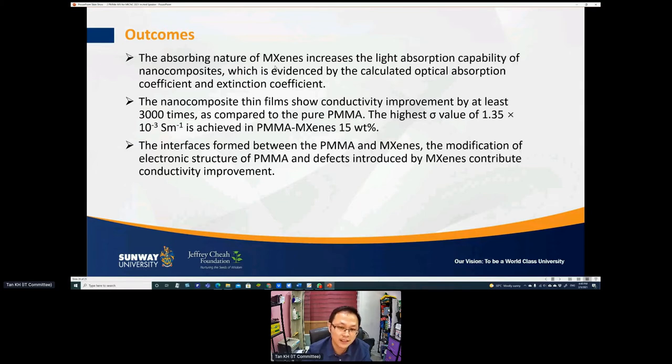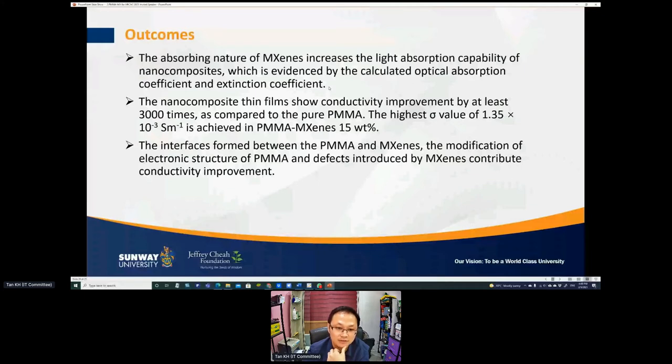MXene can increase the light absorption capability of the final product, as we can see from the calculated optical absorption coefficients and the optical analysis data. So it offers a way to tune the optical parameters by modifying the percentage of MXene, of course. And we can even vary the elements to be transition metals. We can also conduct a surface functionalization on the MXene. It will help to further modify their conductivities, and they can even act as a sensor as well.